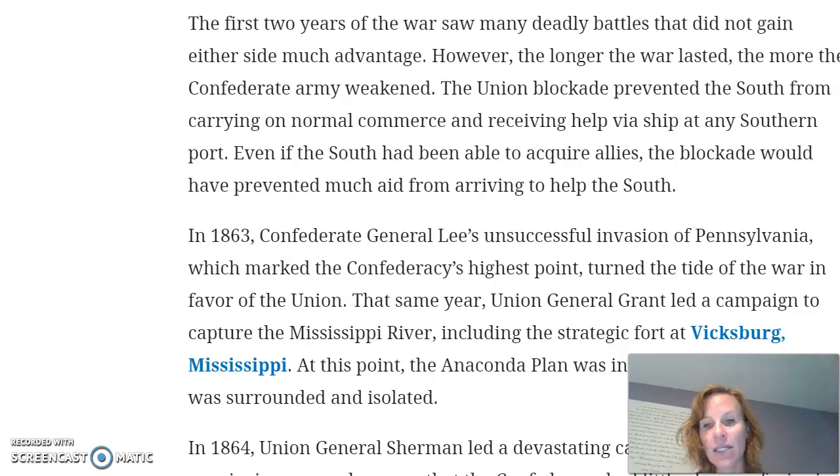If they can't get any goods in and they can't get any goods out, and even if they can get allies or people to help them, if they can't get in and out by boat, or send help by boat, or send supplies by boat, that's really, really going to hurt the southern side.